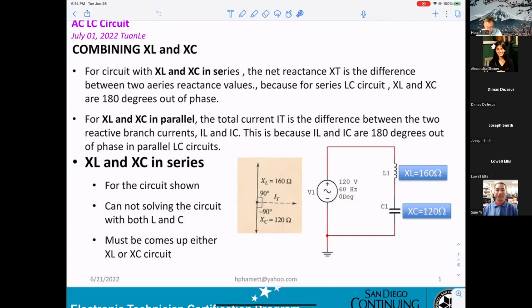Again, what I'm saying is XL is 160 ohm. It is leading, it goes up, value 160 ohm. XC is lagging, so opposite to XL, it goes down at 120 ohm.